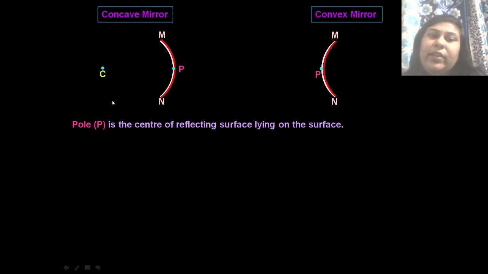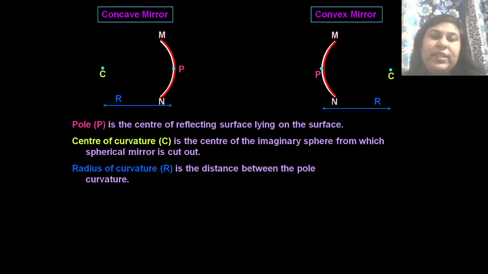C is known as the center of curvature, and it is denoted by the letter C. Basically, the center of curvature is the center of that sphere from which the mirror is cut out. For both mirrors, the definition is the same. The distance between P and C is known as the radius of curvature, and it is denoted by the letter R. You can also say that the radius of that sphere from which the mirror is cut out is also known as the radius of curvature.